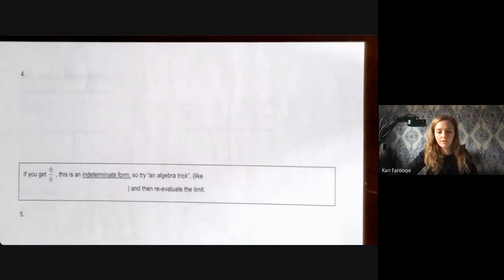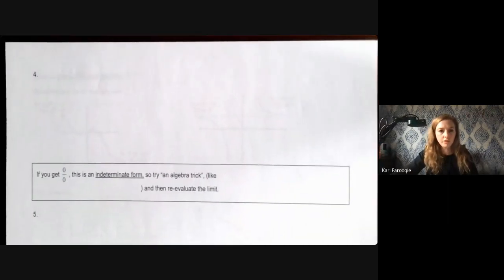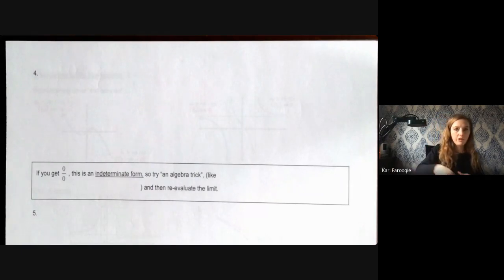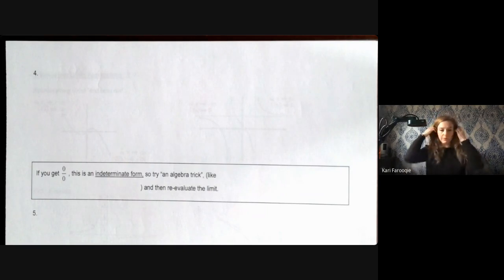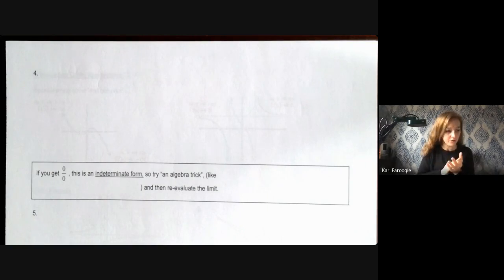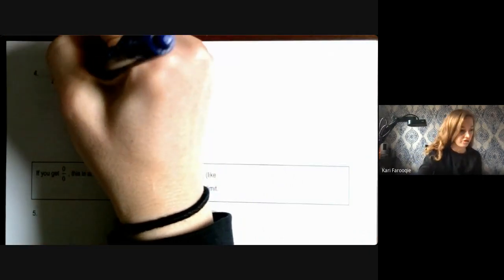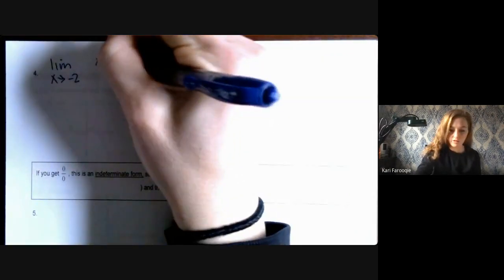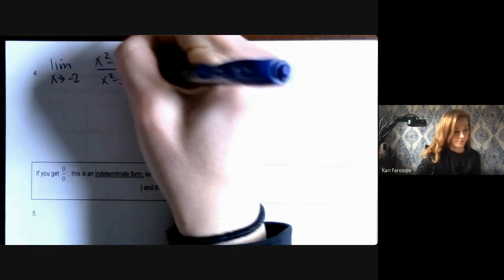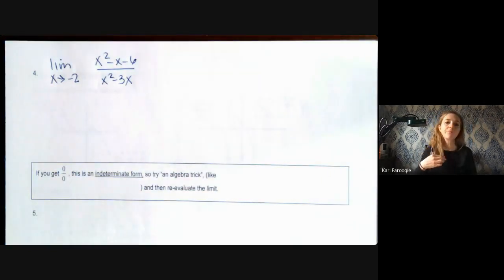Let's look at some other situations. We talked about cutoffs for rational functions where we might have zeros. We talked about cutoffs for not rational functions. They could be rational, I guess, for piecewise functions. Now we're going to focus a little bit on rational functions. So here I'm going to give you the limit as x approaches -2 of x squared minus x minus 6 over x squared minus 3x.